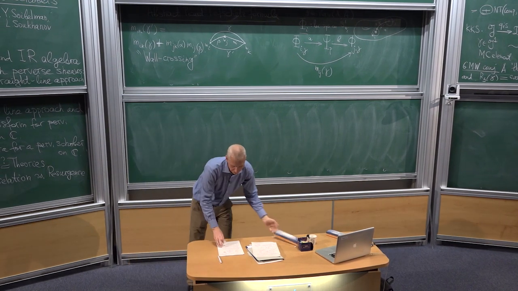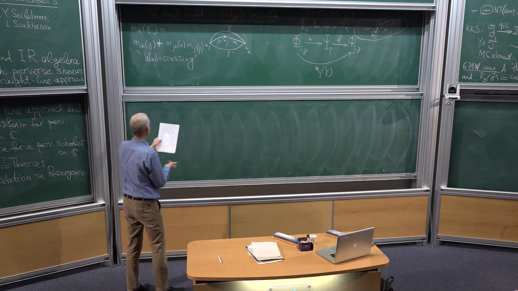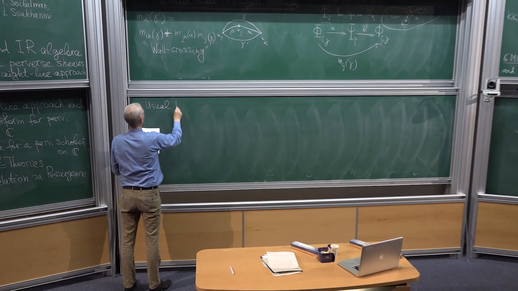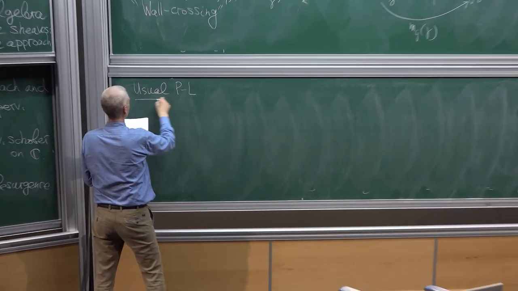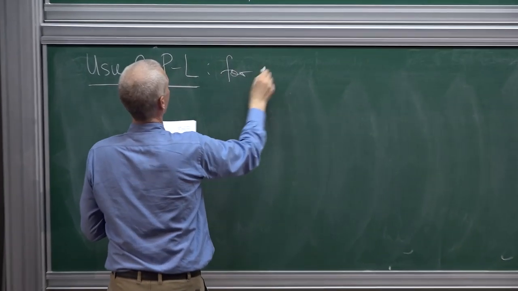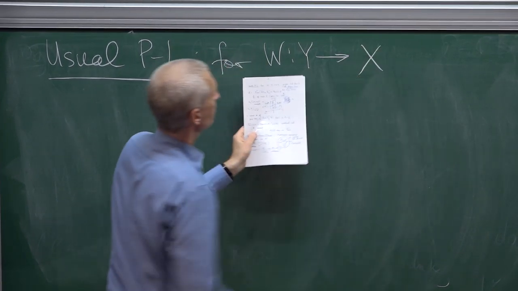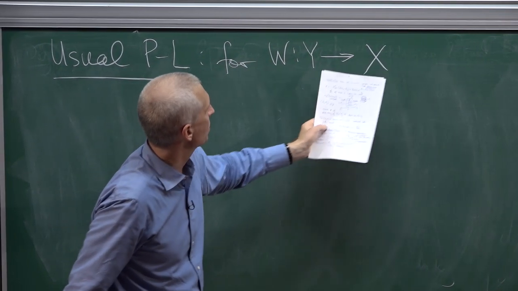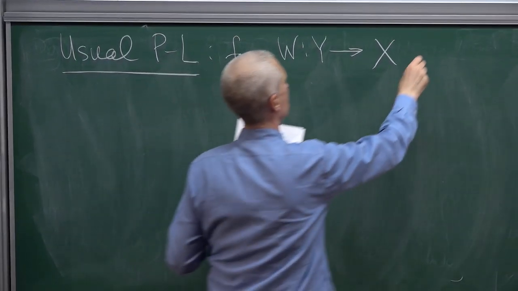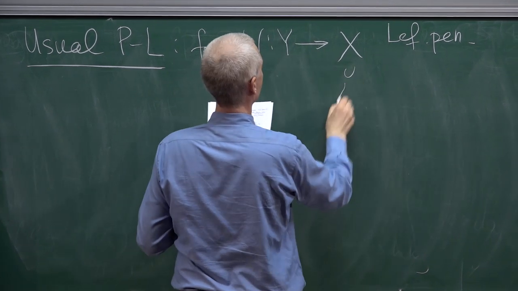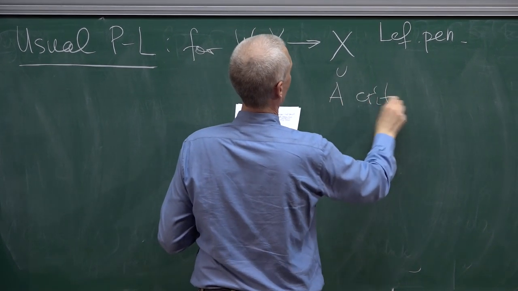So the usual Picard-Lefschetz formula would correspond, let me be a little brief here, the usual Picard-Lefschetz, it corresponds for W from Y. We can consider a Lefschetz pencil with values in the Riemann surface as before, so Lefschetz pencil. So A, critical values.